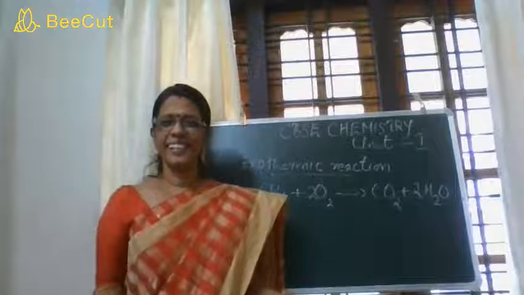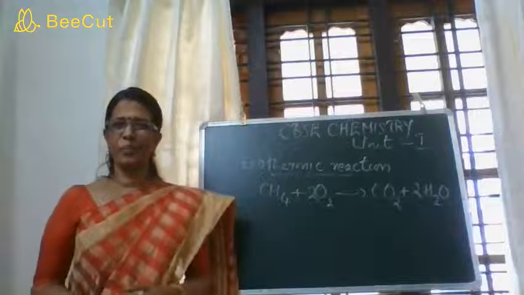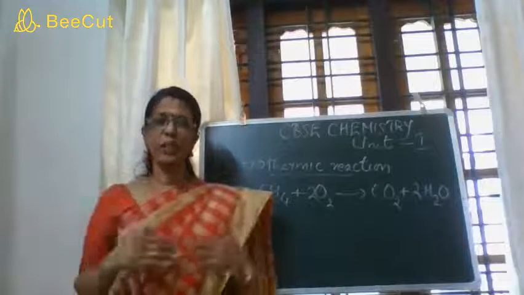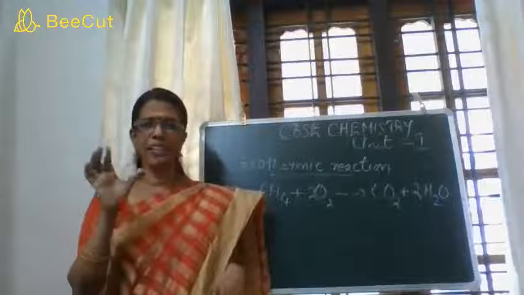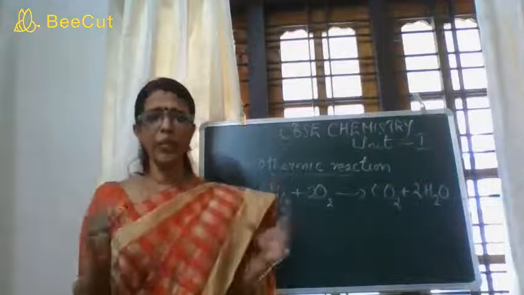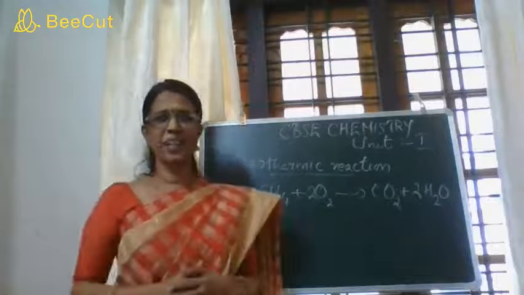I think you know about exothermic and endothermic reactions. In 8th standard and 9th standard, you have studied the difference between exothermic and endothermic reactions. Exo means something is given out. Exothermic, the term is used for heat. So an exothermic reaction means that during a reaction, heat energy is released or given out.